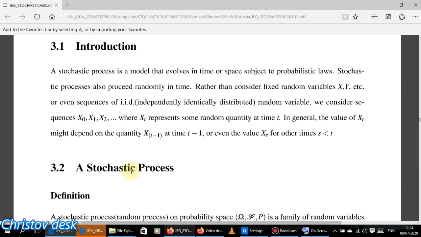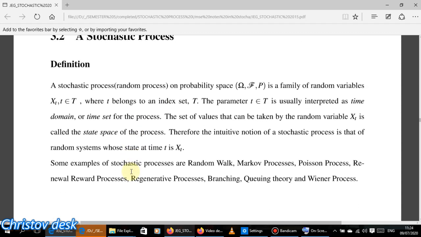Okay, so what we are saying is that instead of previously considering only one fixed random variable, now we want to look at different random variables at different time points. Okay, and the times are sequential. All right, so what is a stochastic process?